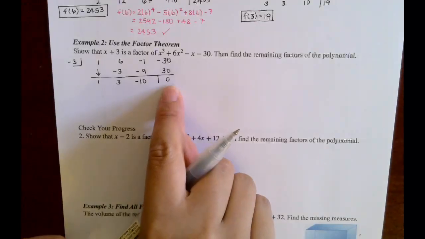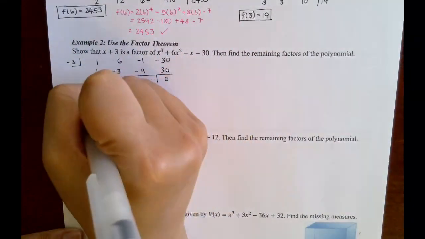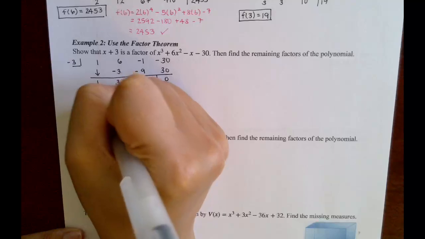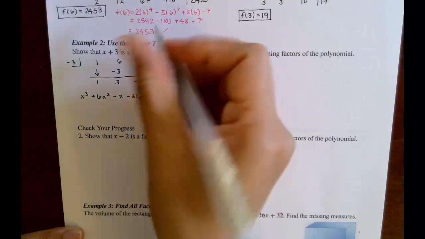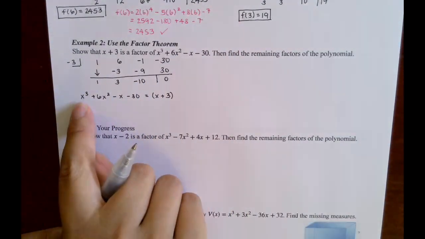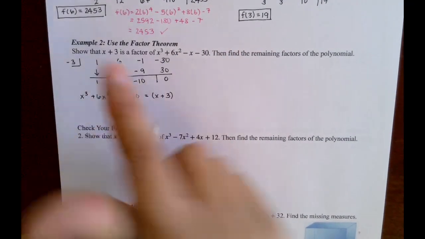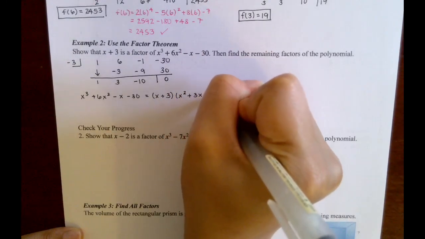I don't have any remainder, which is why this is a factor. Okay? So since the remainder is 0, x plus 3 is going to be a factor of the polynomial. Okay? And so what we know then is that x cubed plus 6x squared minus x minus 30, my original, I can factor it to be x plus 3, and then what am I left over with? Since this is x cubed, this will now be x squared plus 3x minus 10.